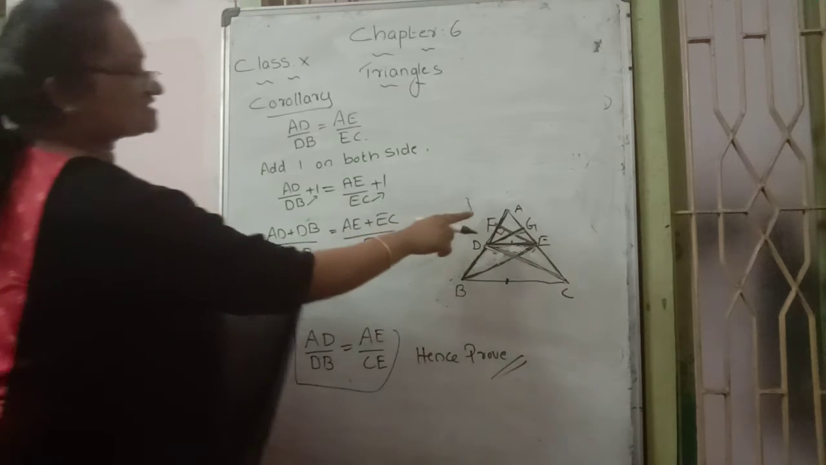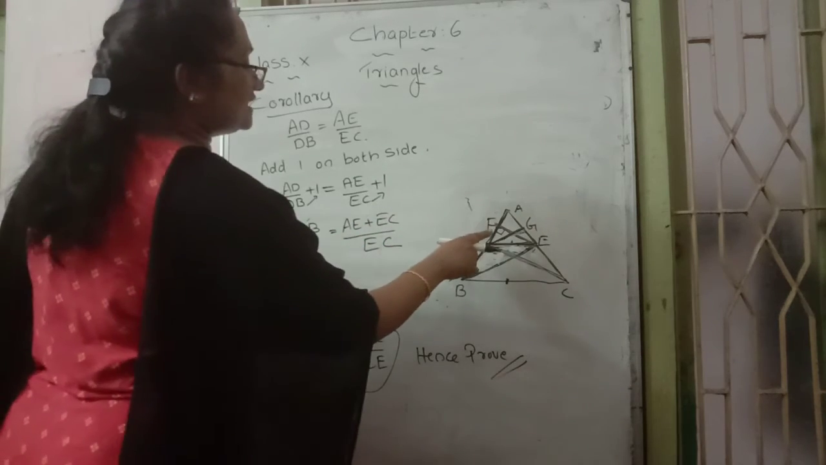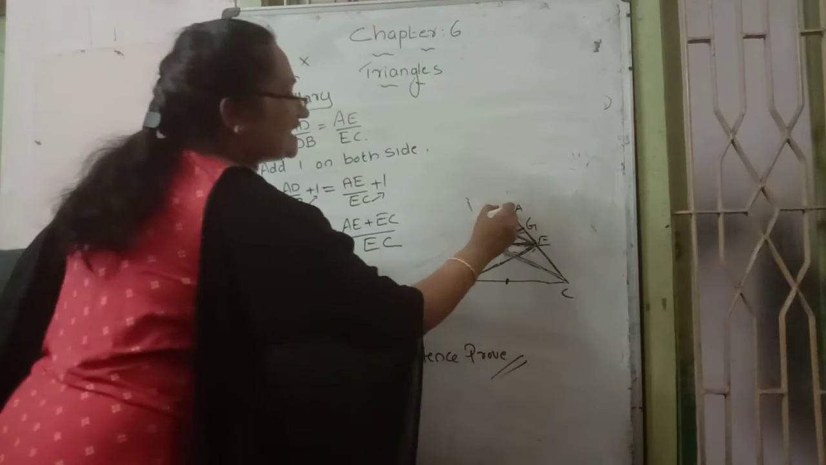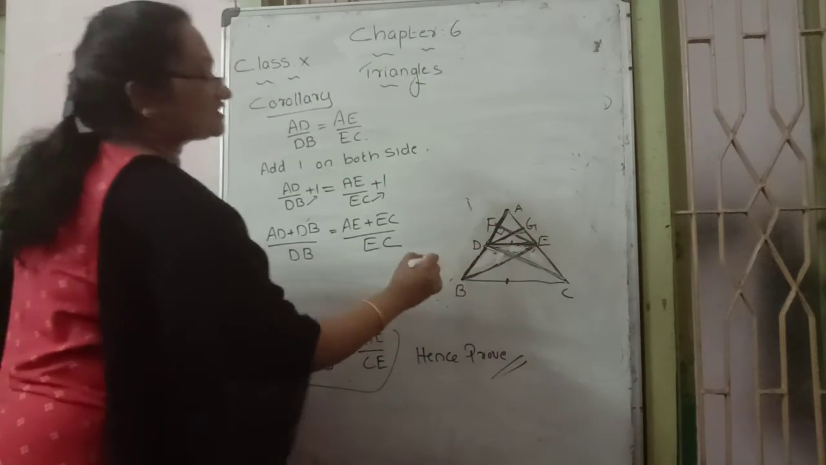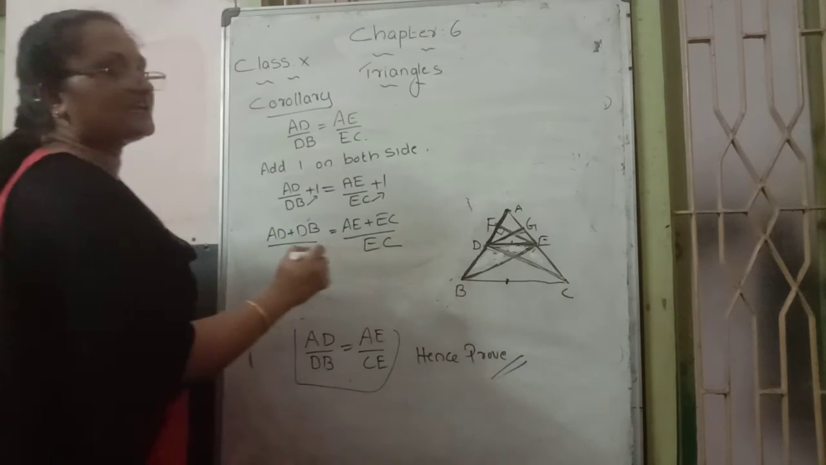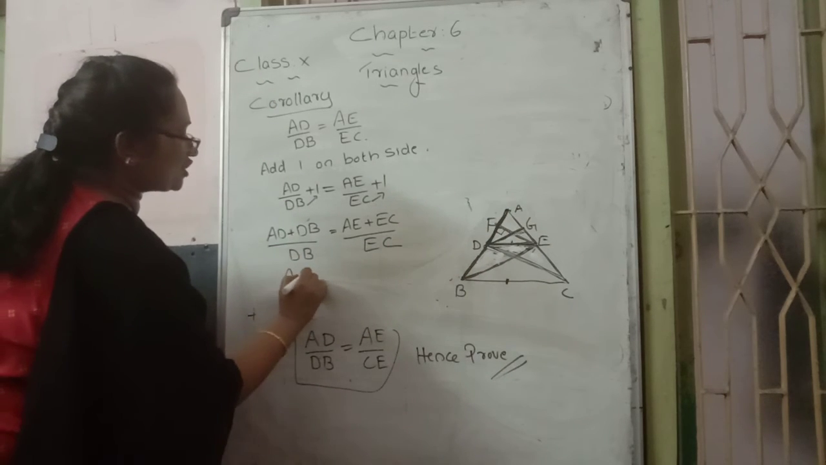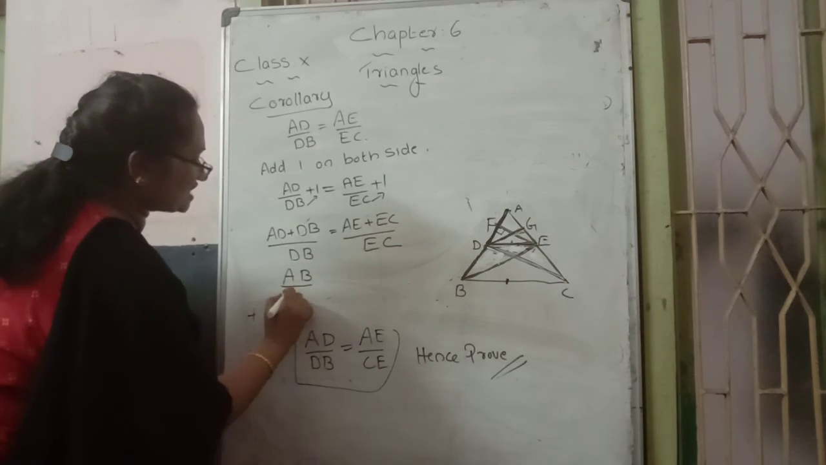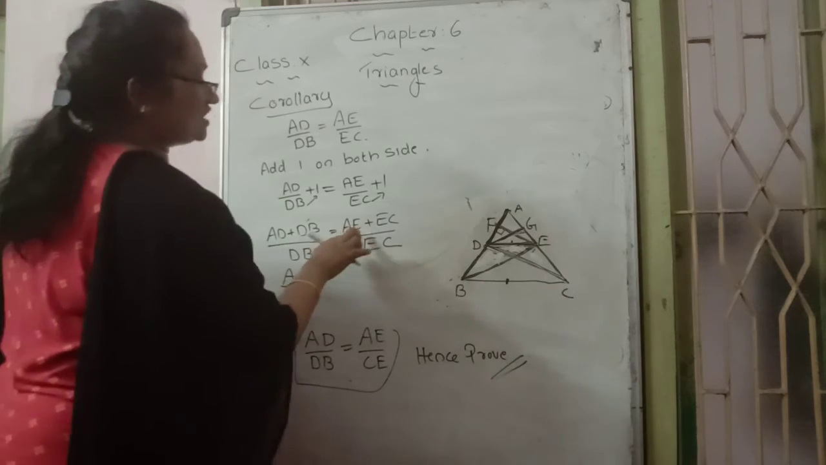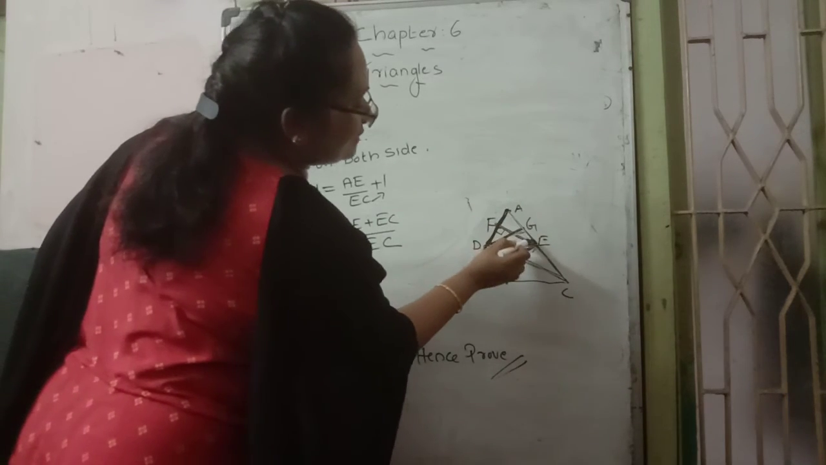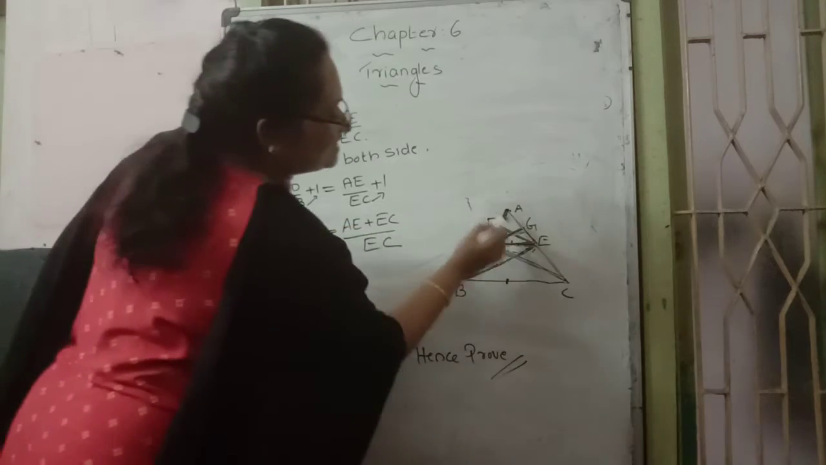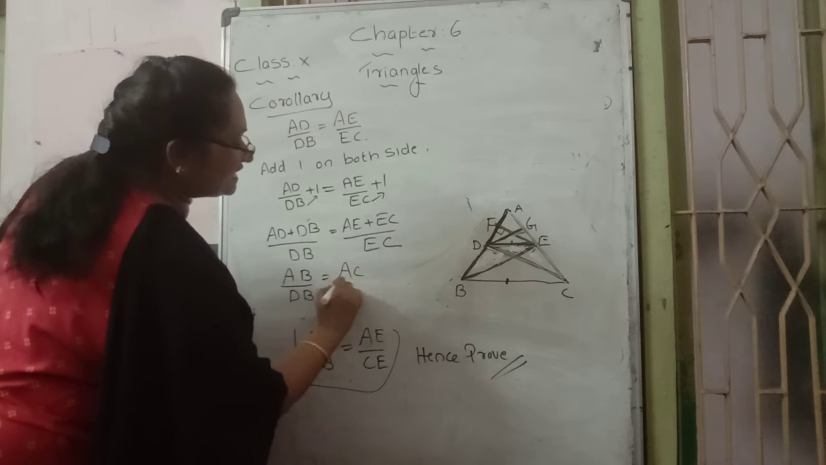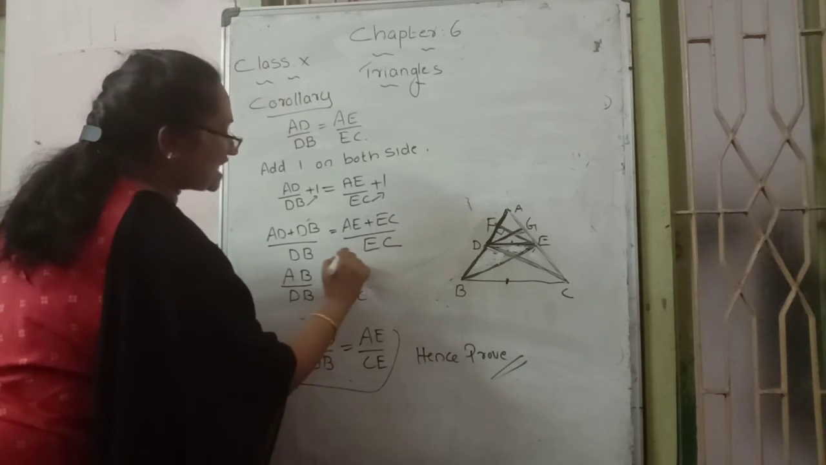Then look at this diagram. AD plus DB. Here see, AD plus means joining. When we join the AD part and the DB part, which side will we get? The AB side. So in the numerator part we can write the AB side. The denominator has no change, DB, is equal to the right side part, AE plus EC. Plus means join. Joining, which long side will we get? The AC side, by EC. This is our another form.